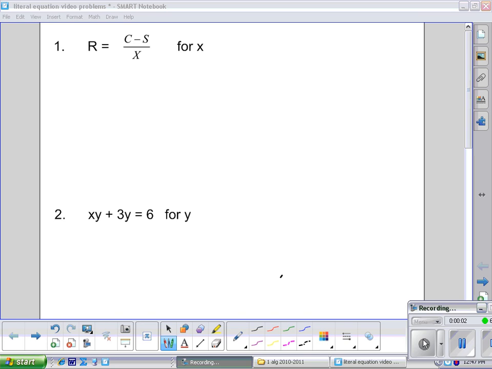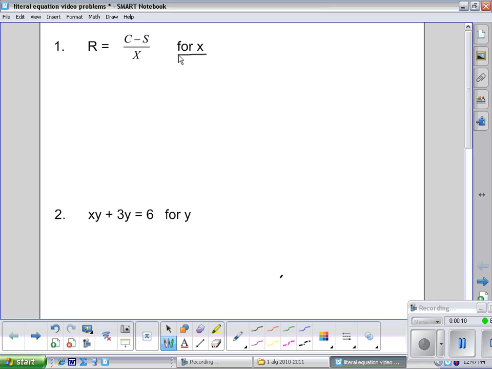Okay, literal equations. They're a little bit different than regular equations because they have more than one variable. So the first thing we need to do is look for the variable that we're asked to solve for. I see that I'm supposed to solve for x. I look in the equation and I see x, but it's in the denominator. So the first thing I need to do is get the variable x out of the denominator.